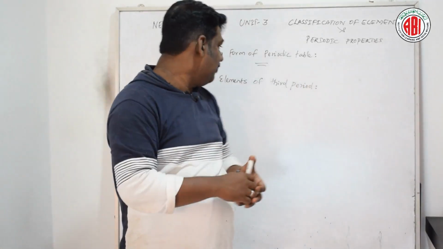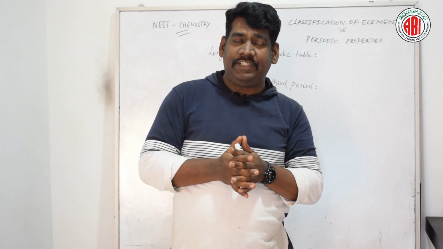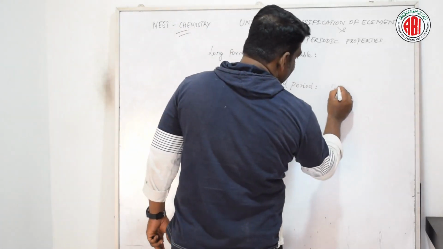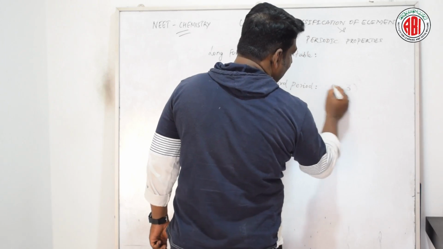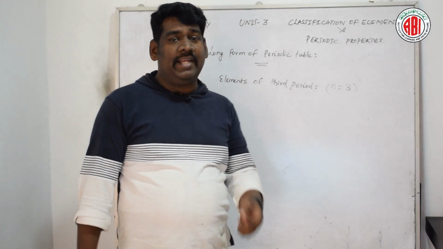So now let us talk about the elements of third period. In the third period, which corresponds to the principal quantum number n equal to 3, we could see 9 orbitals.